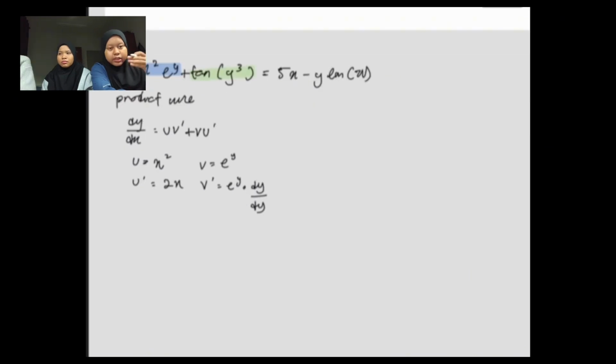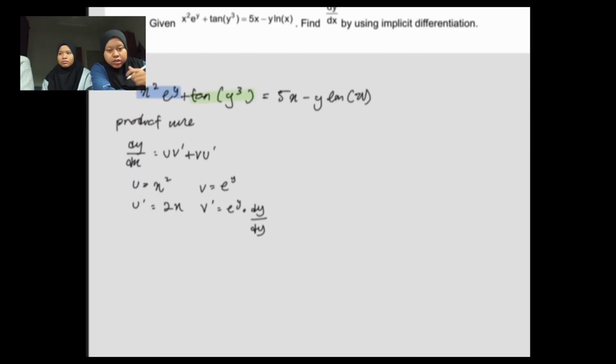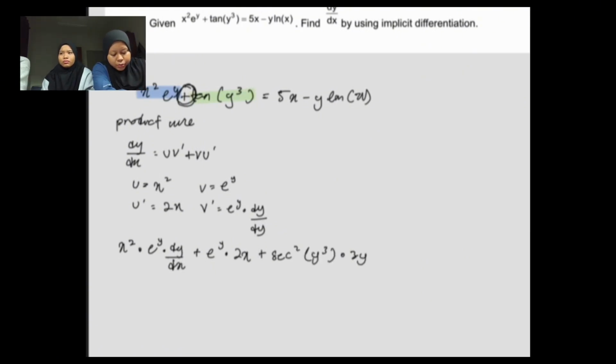So insert the u prime and v prime into the product rule. So it's going to be like this. It's x squared multiplied with e to the power of y times dy over dx plus e^y multiplied with 2x. This is using the product rule, and plus, because the equation says plus, the 10y cubed we need to convert, which is going to be 30y squared, and don't forget to multiply with dy over dx.